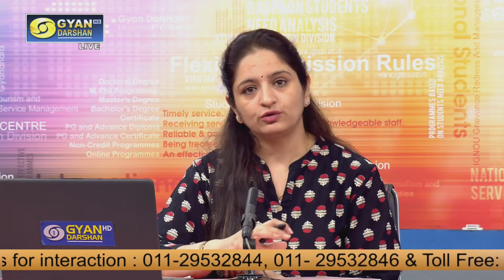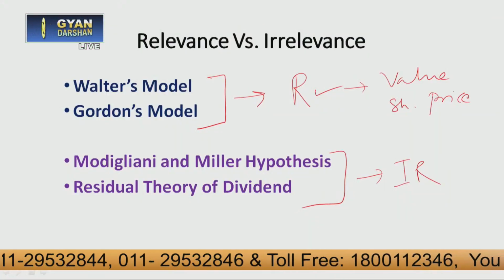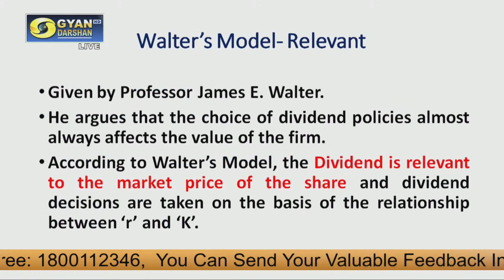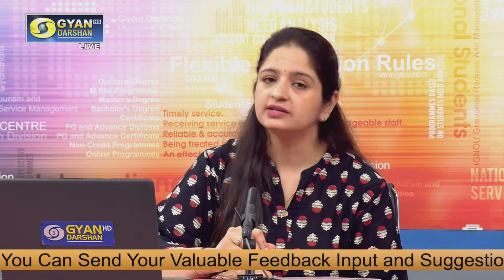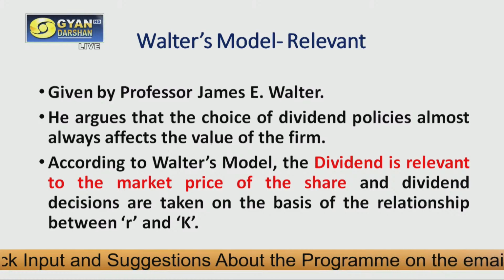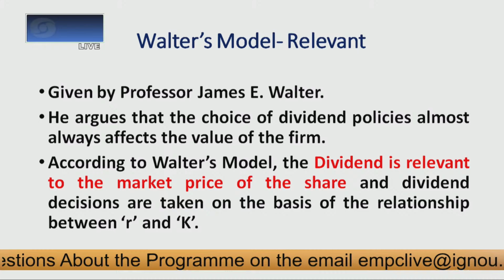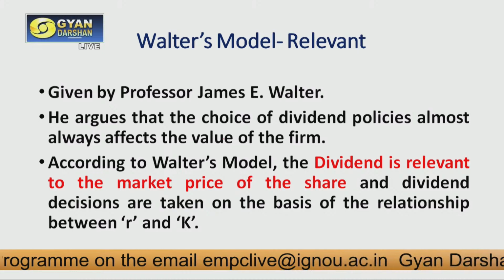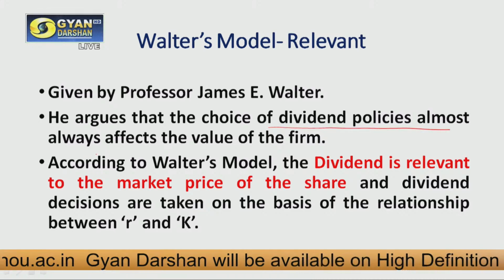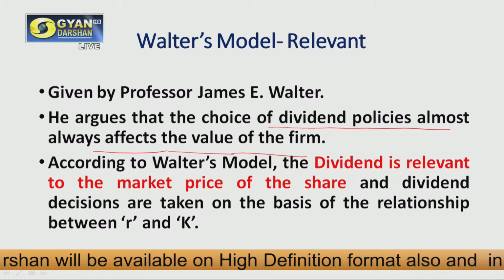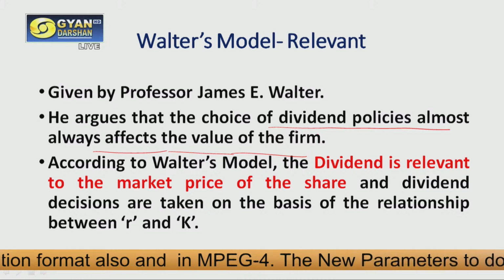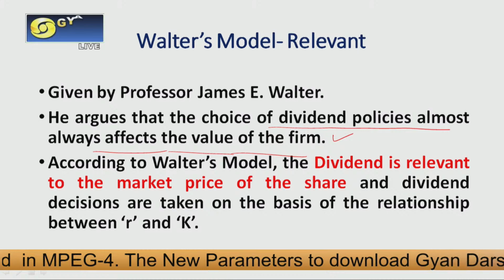Our focus of today's session will be on relevance models of dividend decisions. So we are going to discuss these 2 models today, Walter's model and Gordon's model. Let us see what is Walter's model of dividend decision. This model was given by James E. Walter. He was a professor of finance, and he mentioned that the choice of dividend policies almost always affects the value of the firm. So how we are taking our dividend decisions, what policies we are making when it comes to dividend, it is going to impact the value of the firm. This is what Professor Walter said.